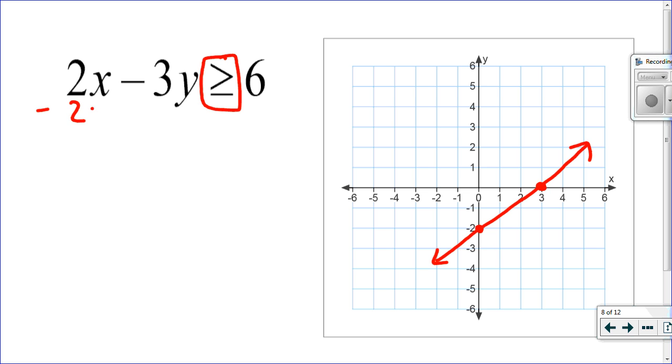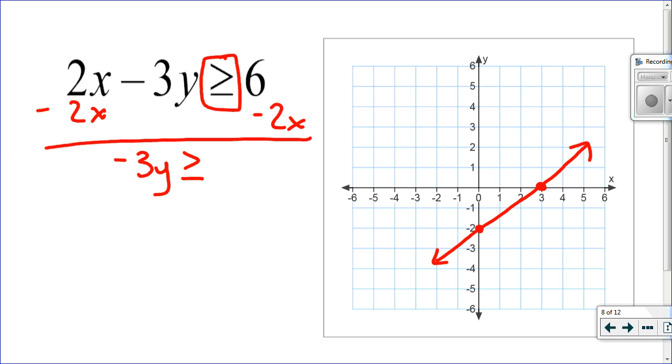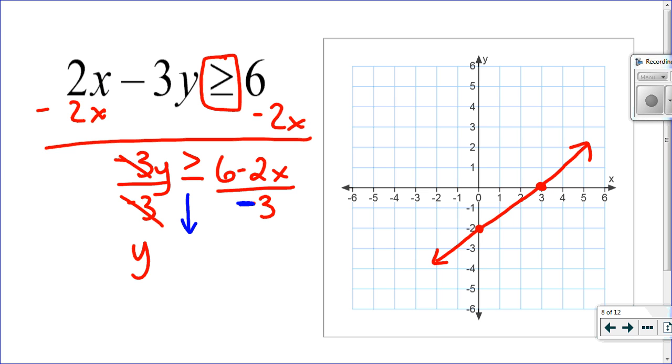If I were to solve this for y, I'm going to subtract 2x from both sides, and I'm going to get negative 3y is greater than or equal to 6 minus 2x. Okay. Now to finish this off, I'm going to divide by negative 3. This is where you have to be careful. So now I have y, right? Recall back from solving inequalities, when I divide or multiply by a negative value, so because I'm dividing by a negative 3, I have to make sure that I flip that symbol around.